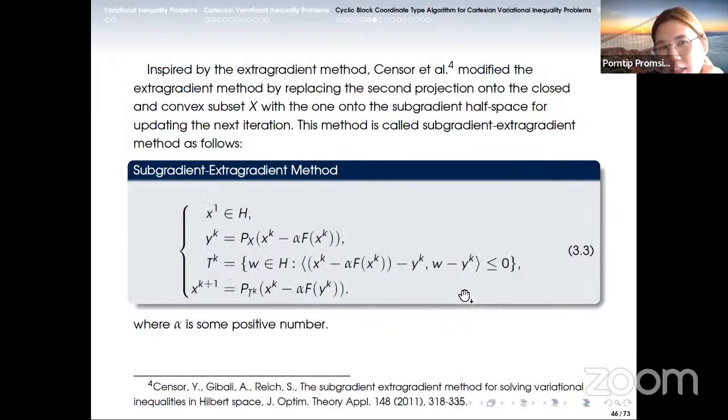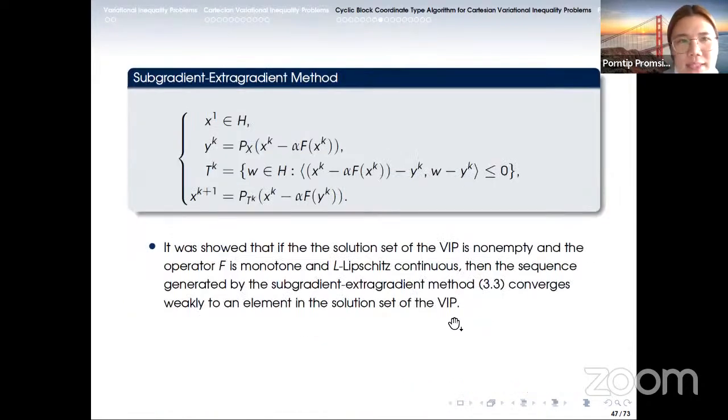Next, inspired by the extragradient method, Censor modified it by replacing the second projection onto the closed convex subset X with a projection onto the half space T_x like this. They call this method the subgradient extragradient method. And they show that if the solution set of the variational inequality problem is not empty and the operator F is monotone and Lipschitz continuous, then the sequence generated by the subgradient extragradient method converges weakly to an element in the solution set of the VIP.